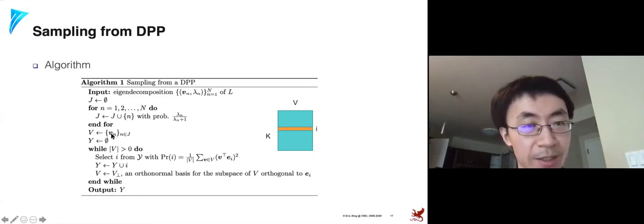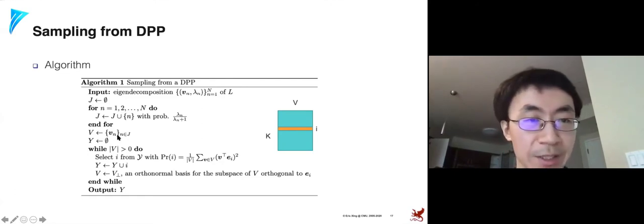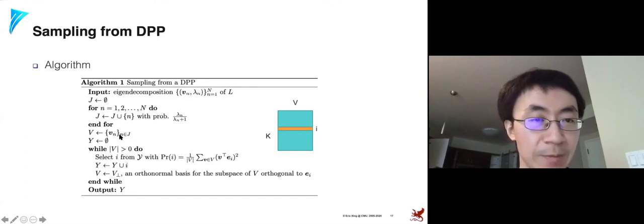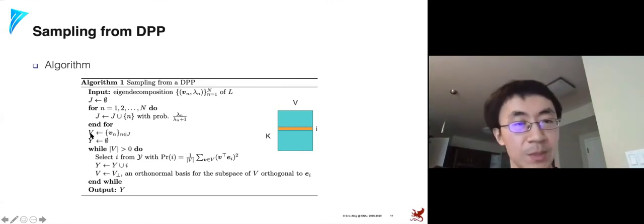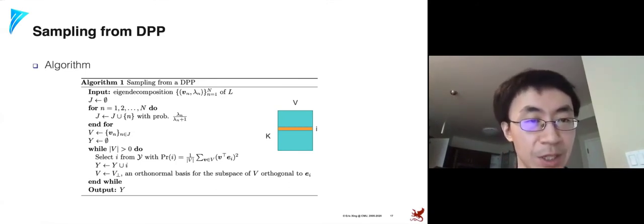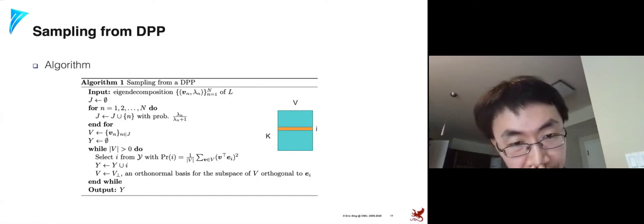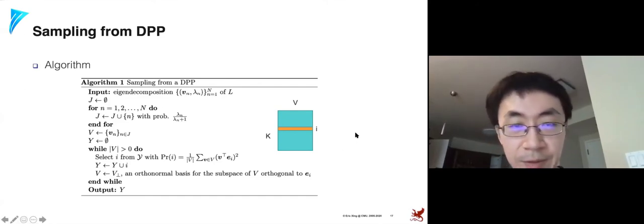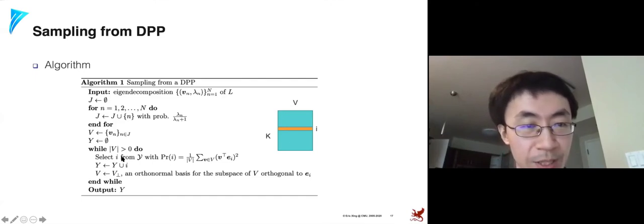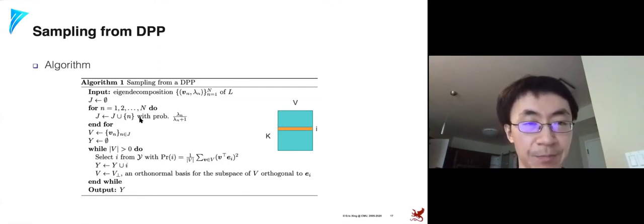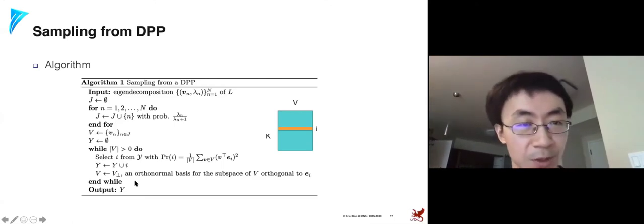Now we get a subset. The next thing we do is we take the eigenvectors corresponding to the subset. For each element in this subset, we take the corresponding eigenvector and put them into another set V, which contains a subset of eigenvectors. Then in the next part of the sampling algorithm, we are going to sample another set of items. The procedure is as follows.